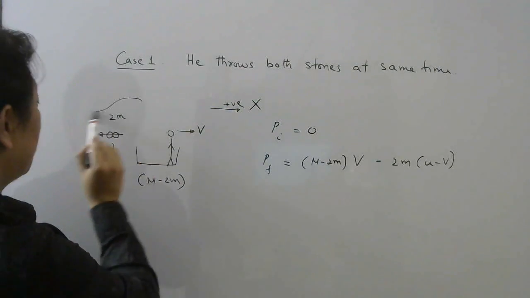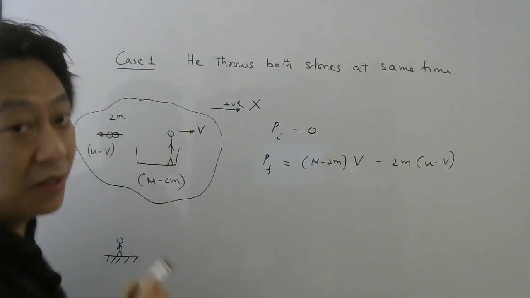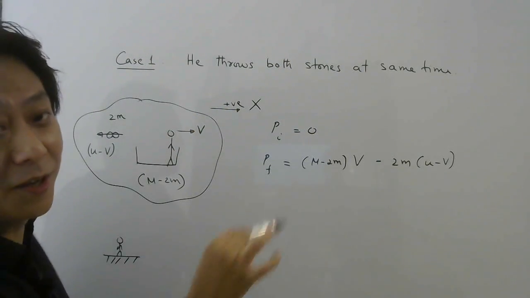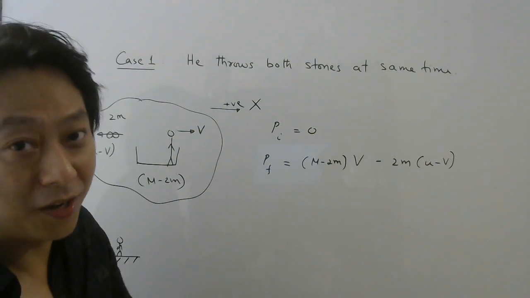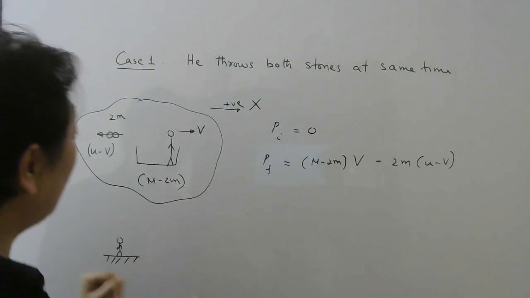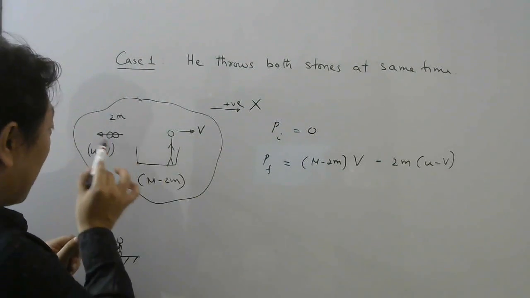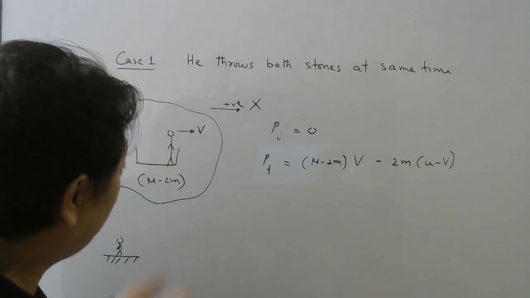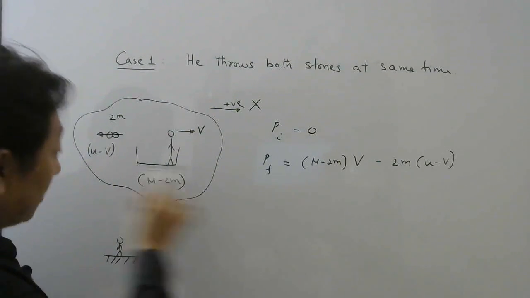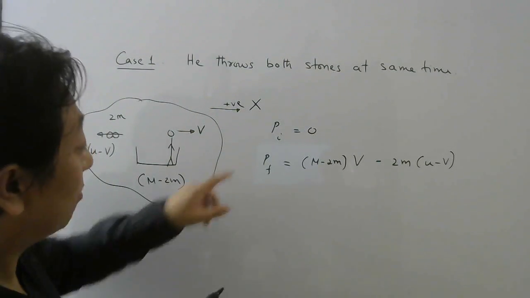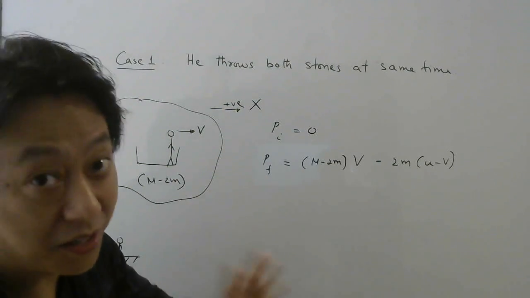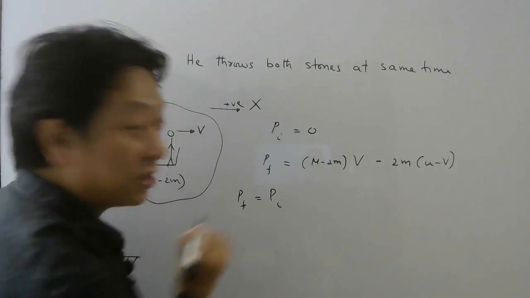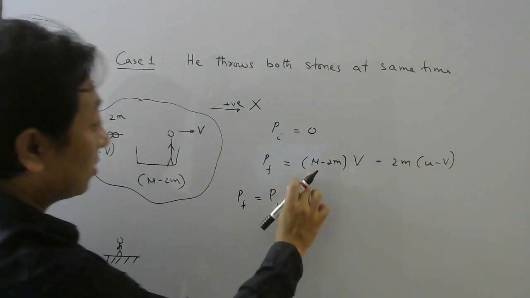Now, if you consider the whole thing as a system, then there is no external force on this system along the x-axis. Whatever friction may come from water, that we have to neglect. And whatever force the boy applies on the stones, that is an internal force, not external. So therefore, since there is no external force along the x-axis, momentum of the system should be conserved. That means final momentum should equal initial momentum of the system. Now what's the final momentum?